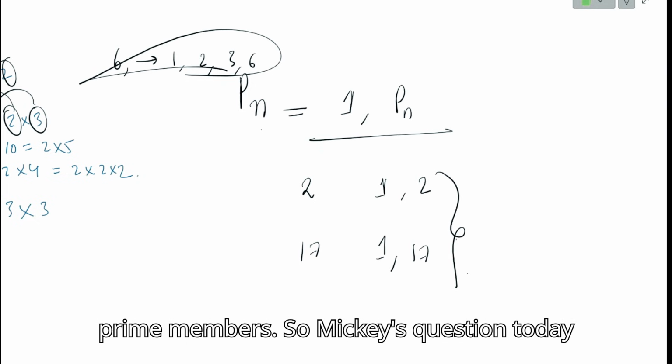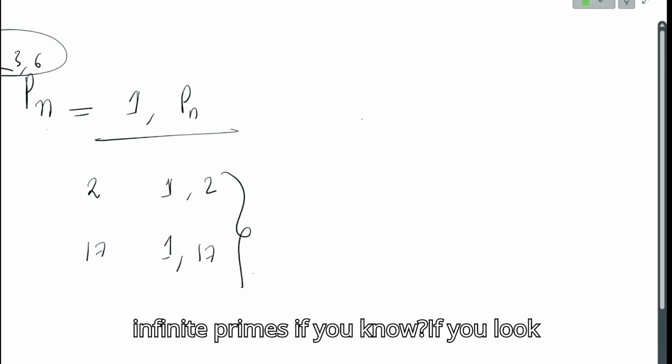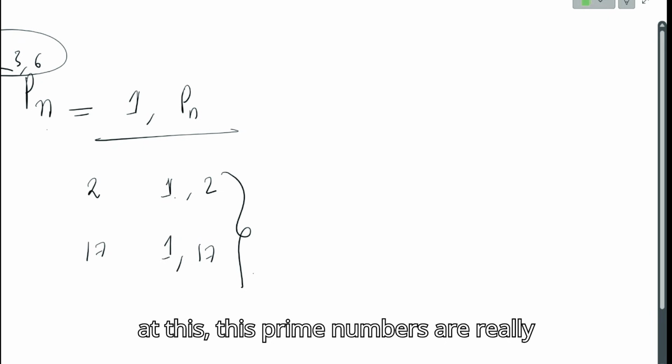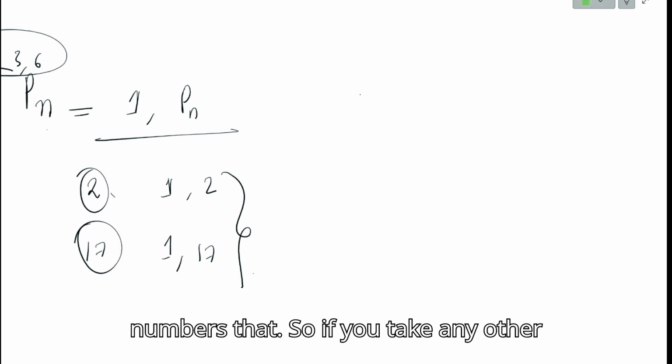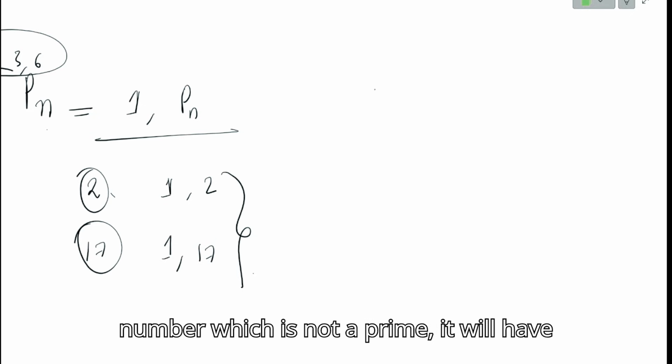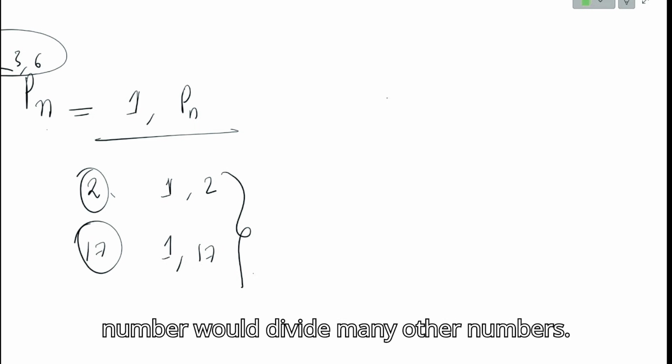So Mikey's question today is a little interesting. He's asking how we know that there are infinite primes. These prime numbers are really special. If you take any number which is not a prime, it will have factors which are basically prime numbers. So any prime number would divide many other numbers.